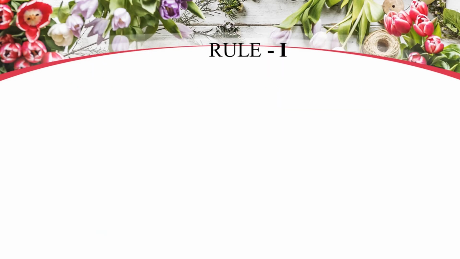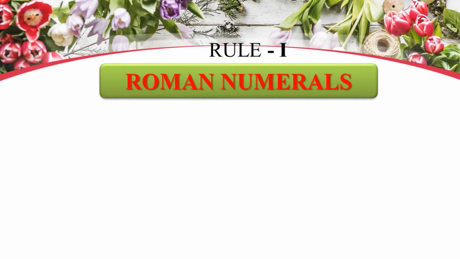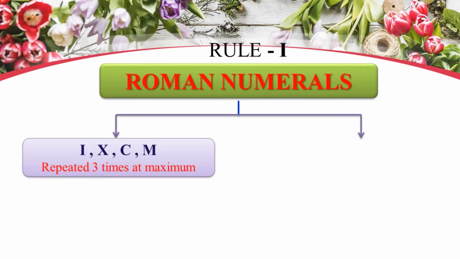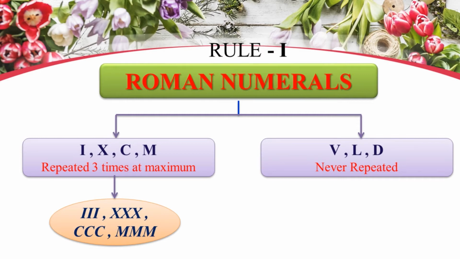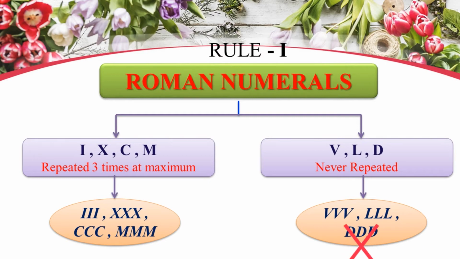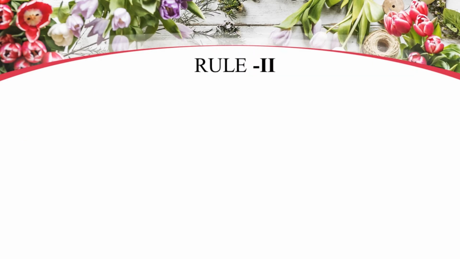Next, not all the Roman symbols can be repeated 3 times. Only some symbols can be repeated 3 times. Let us see the symbols. The symbols I, X, C, M can be repeated 3 times at maximum. But the symbols V, L, D are never repeated. Second rule.